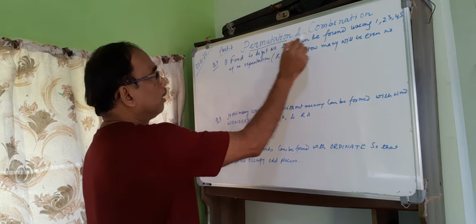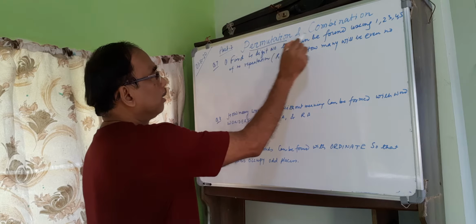Therefore the number of ways is 5 into 4 into 3 into 2, that is 120 ways. Another way: we have 5 numbers and we have to take 4, so 5P4. 5P4 is factorial 5 by factorial 1, that is factorial 5, that is 120 ways.